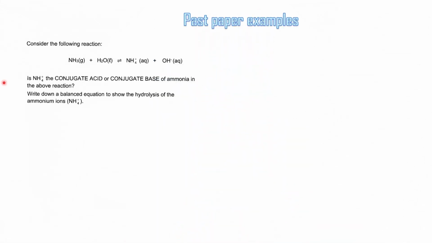The next past paper example we'll be looking at is this one. They have given you the balanced equation, and the first question reads, is NH4 plus the conjugate acid or conjugate base of ammonia in the above reaction? This is ammonia. This is water, which is a base. If this is a base, this should be an acid. Thus, it's a conjugate acid. The next question. Write down a balanced equation to show the hydrolysis of the ammonium ions. Now, if you've watched my previous videos, you would instantly know the answer because I told you to learn it by heart, and you would write this down.